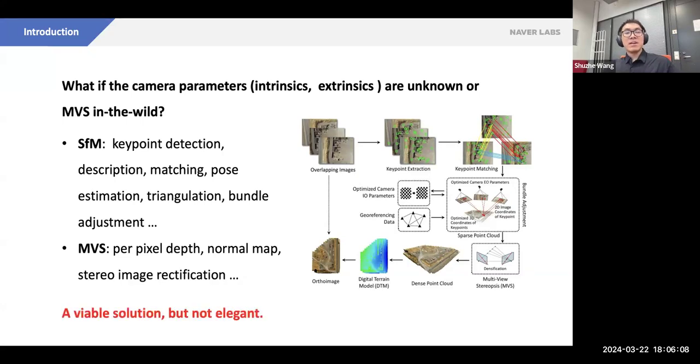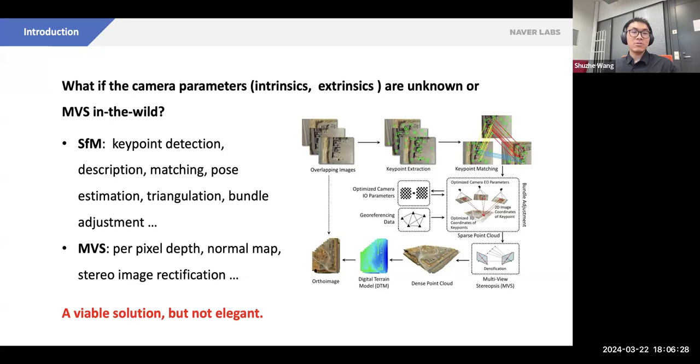So this is definitely a viable solution, but it's not elegant, right? Because this is a chain, a series of minimal problems, and each of them is actually not perfectly solved. It means that we will add noise to the next steps.